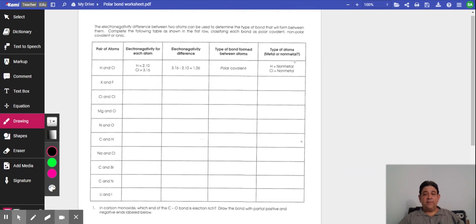Then what you need to do in this one is write down whether the first and second elements are metals or nonmetals. Remember, we had a basic rule. Ionic compounds are made up of a metal and a nonmetal. Molecular compounds are made up of a nonmetal and a nonmetal, like this one. This one is a nonmetal. And so therefore, we wouldn't expect it to be ionic. We would expect it to be a covalent bond between the two. And it is, but it's polar covalent.